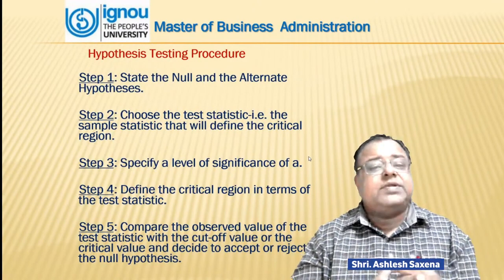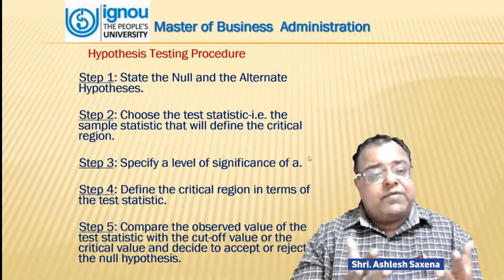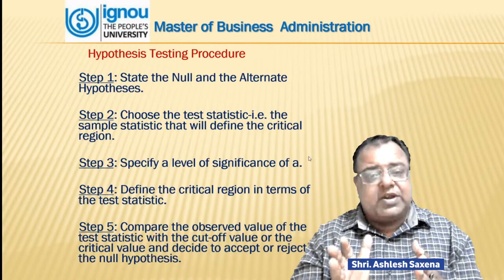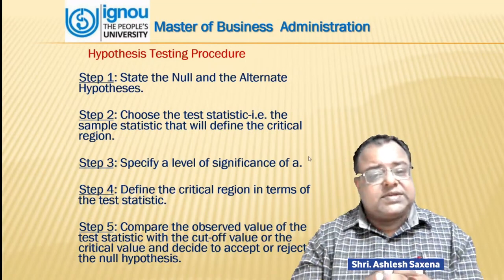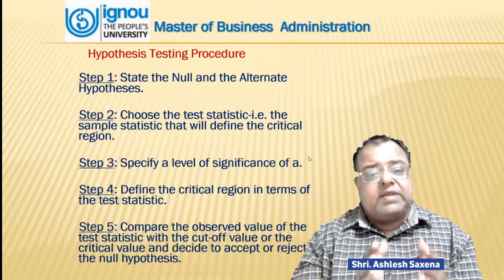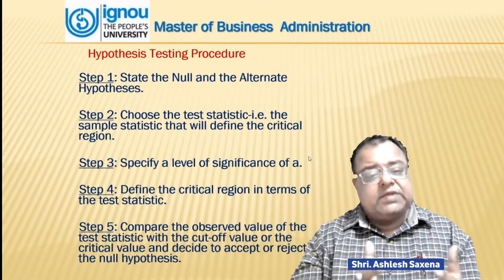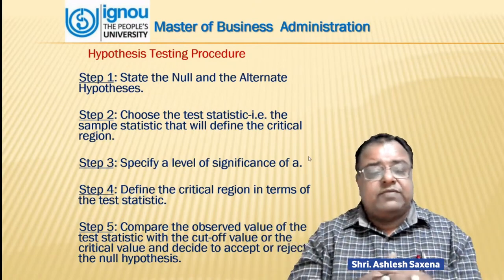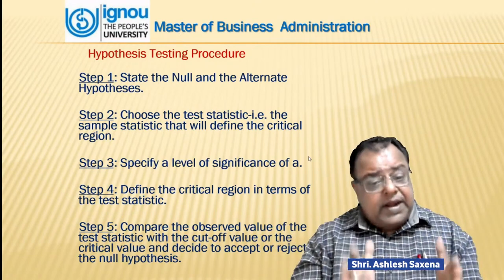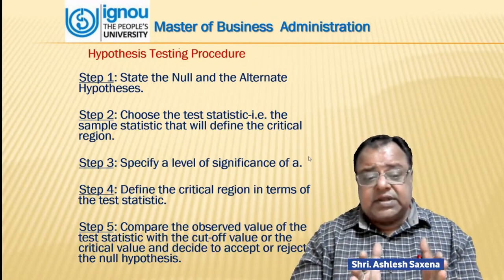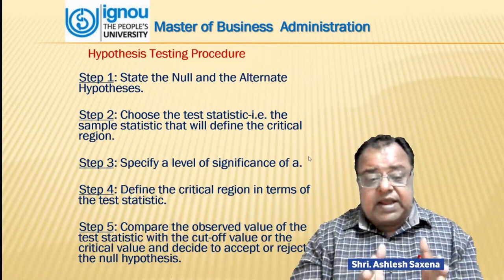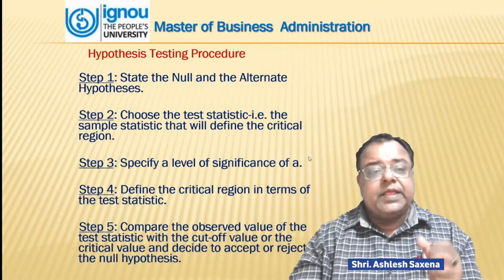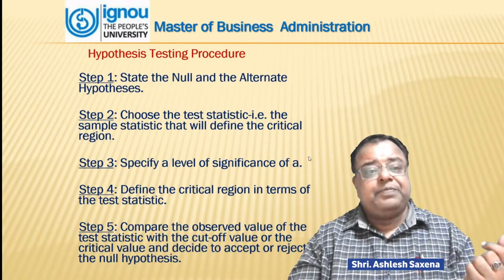Specifically, these are the steps. What is the procedure? Step 1, state the null and the alternate hypothesis, that is, state H0 and H1. Choose the test statistic, that is the sample statistic that will define the critical region. Specify a level of significance alpha. Define the critical region in terms of the test statistic. Compare the observed value of the test statistic with the cutoff value or the critical value, and then decide to accept or reject the null hypothesis. But these are the 5 steps which are performed.